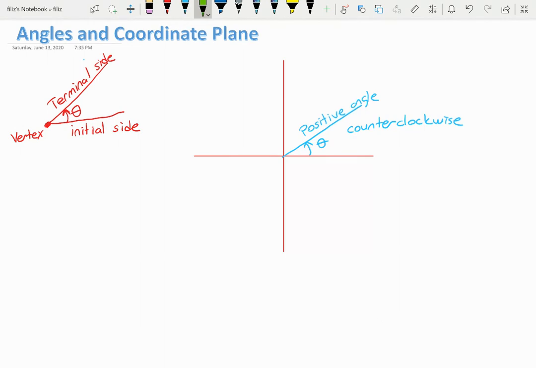Let's say we have another angle which has the same initial side but a different terminal side. It's moving from here. Let's give this one another name, alpha. Since it is moving clockwise, we say this angle is a negative angle.